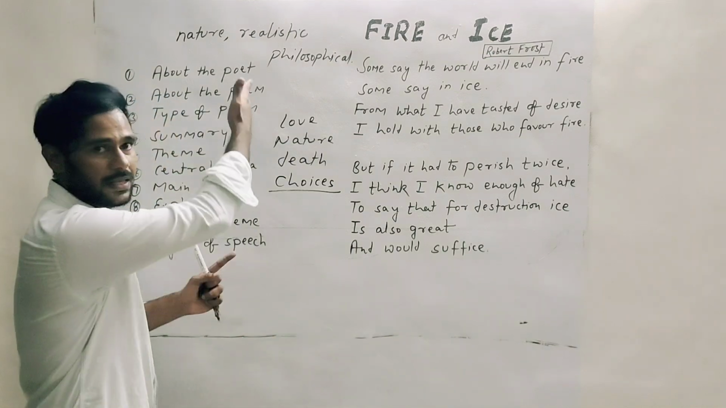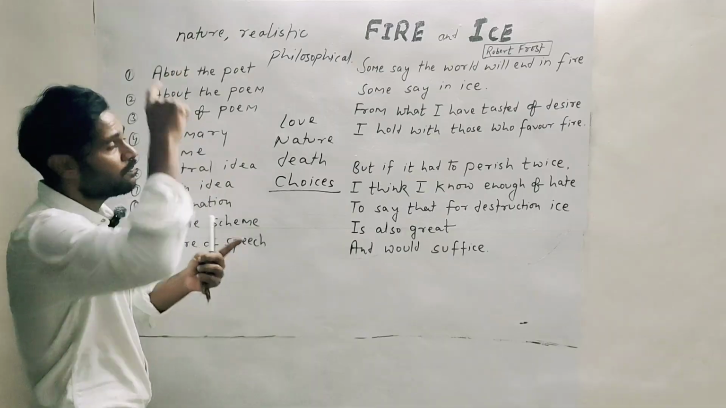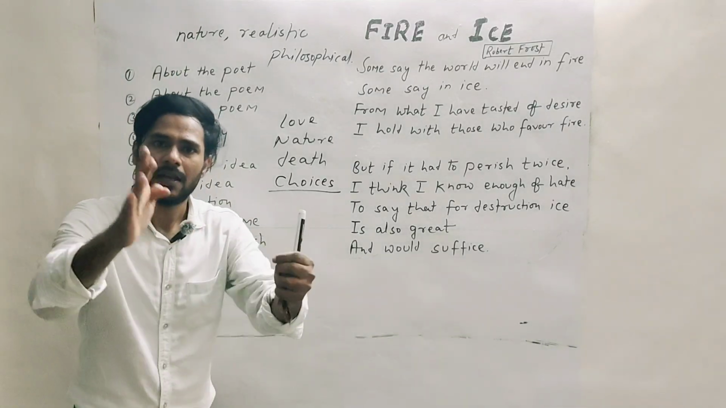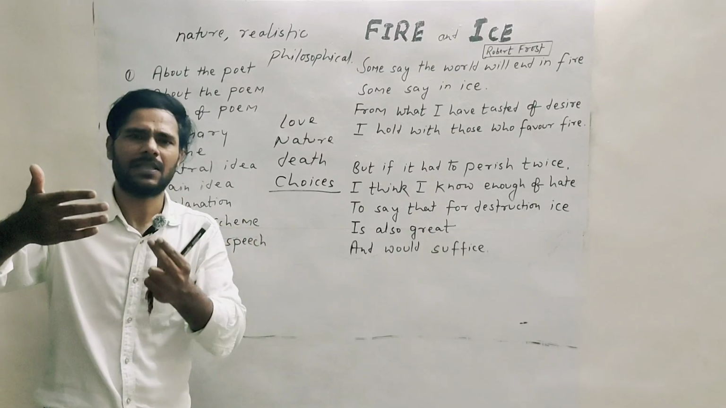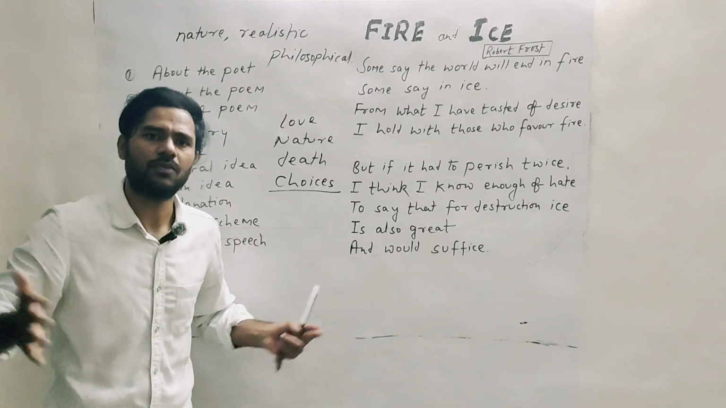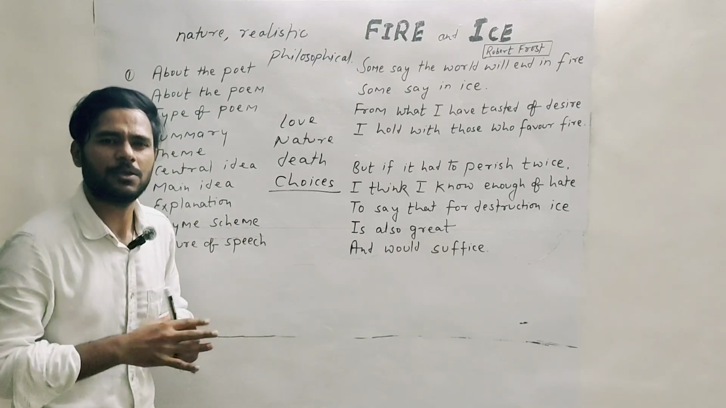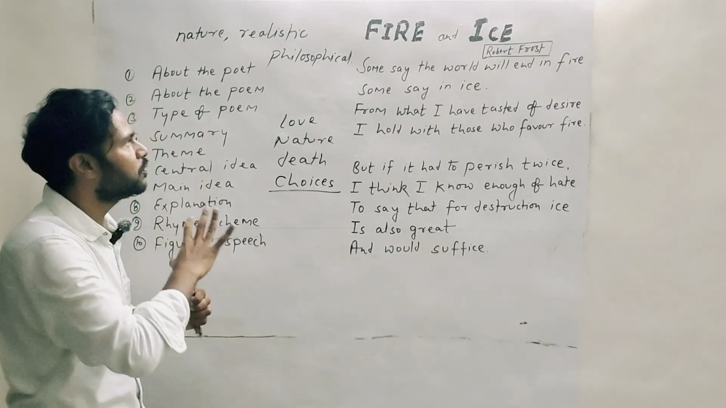And philosophical, as I have already told. So we have come to know that he is a nature poet, a realistic poet, and a philosophical poet. He speaks about love, nature, death, choices, human relationships, lots of topics that he covers while writing his poems. Got it? So we have come to know about the poet.